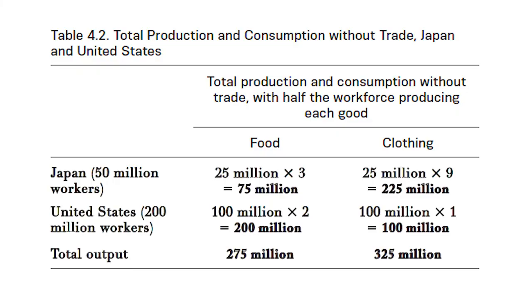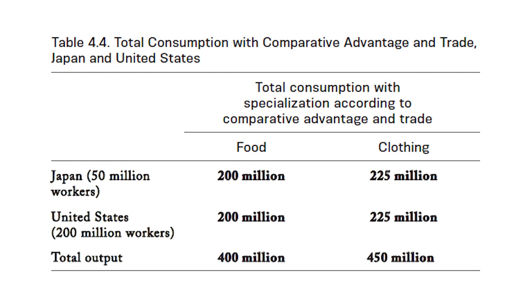But now suppose the countries do agree to trade half of their output to the other country in each case. What that leaves us with, then, is that Japan has, instead of only 75 food, half of the United States' 400, so instead of 75, did I say that right? Yeah, Japan has 200 food from the United States and half of its clothing left, 225.